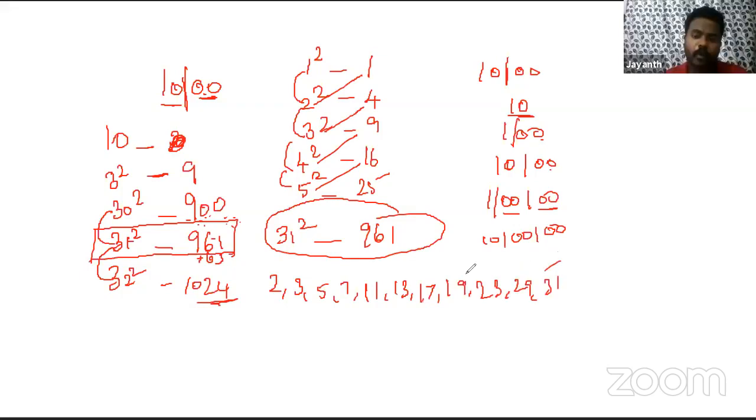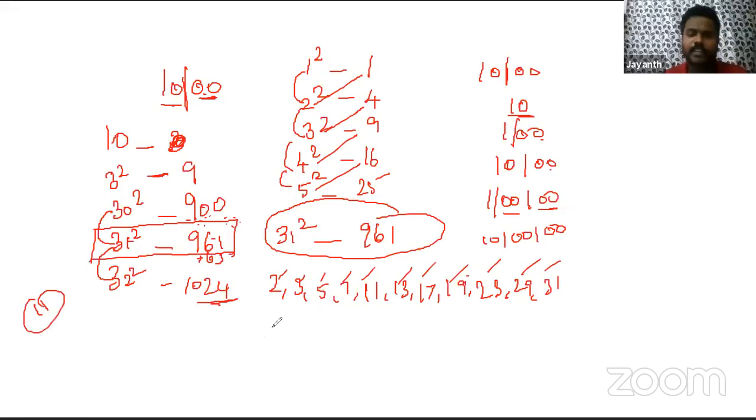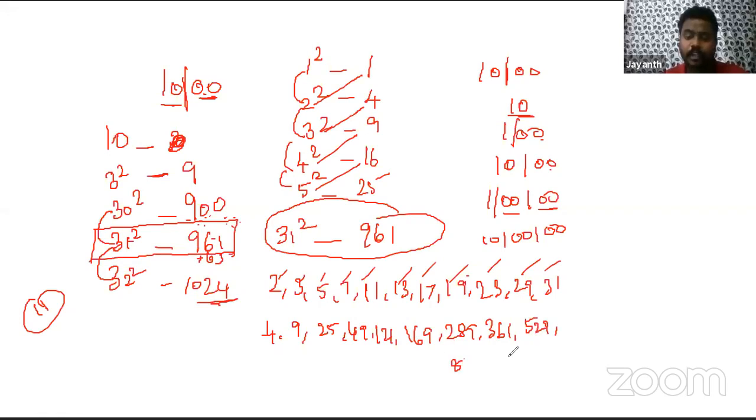So 1, 2, 3, 4, 5, 6, 7, 8, 9, 10, 11. So these are all 2-factor numbers. If you write the squares of the numbers: 2 squared is 4, 3 squared is 9, 25, 49, 11 squared is 121, 13 squared is 169, 17 squared is 289, 19 squared is 361, 23 squared is 529, 29 squared is 841, 31 squared is 961, right?